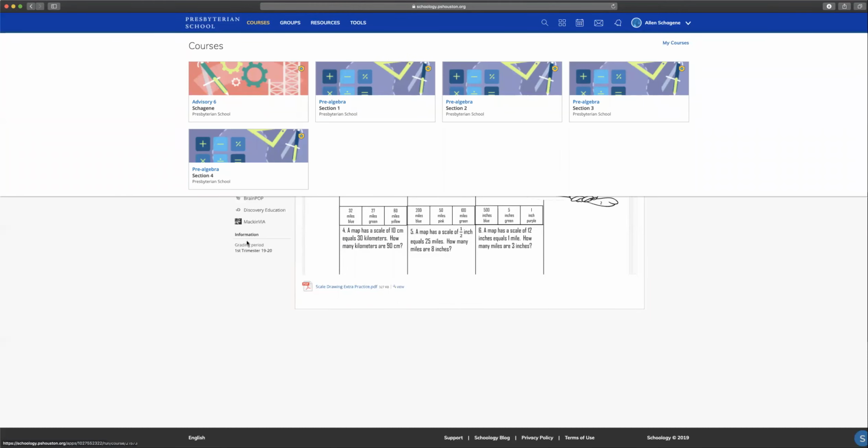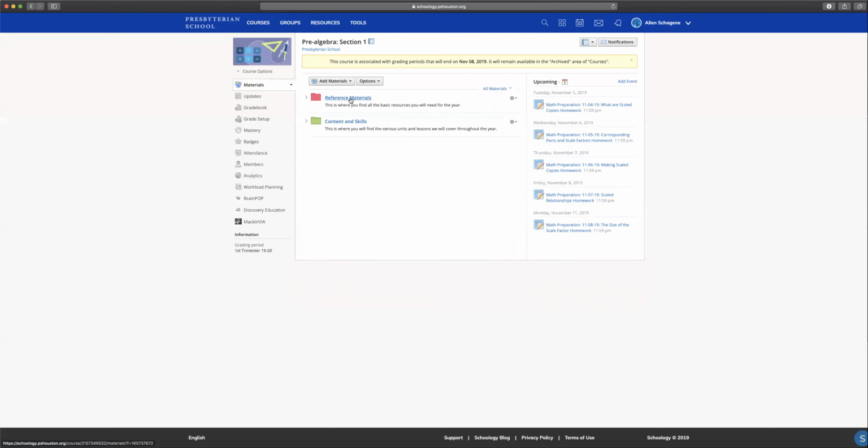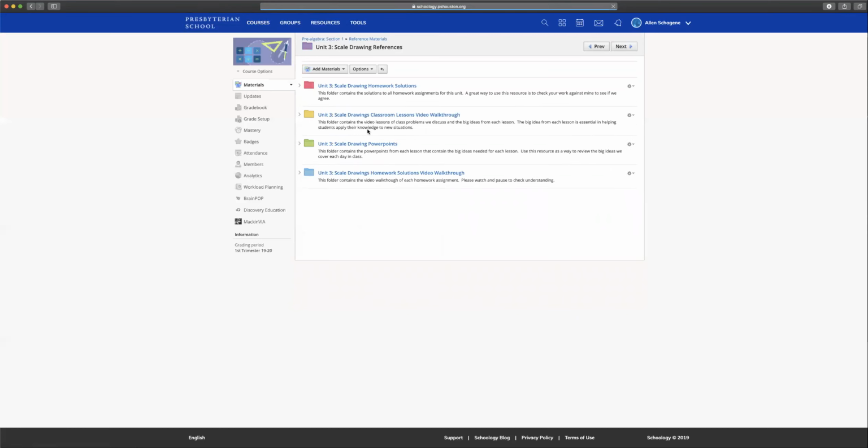So, sorry, I'm going to go back to where I was. Now I'm going to go to reference materials. I've really cleaned up the reference materials. So anything that you need for Unit 3 is going to be found under the Unit 3 folder, Scale Drawing References. I have 4 folders here.